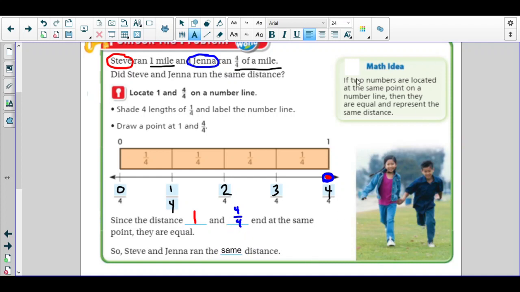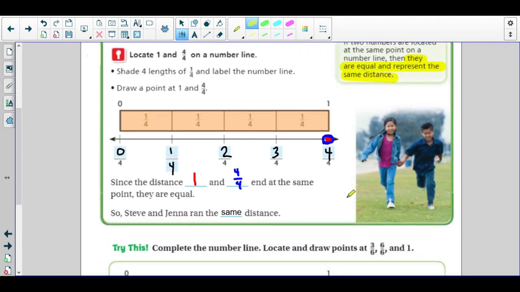All right, let's come up here and see what this is. If two numbers are located at the same point on a number line, then they are equal and represent the same distance. Okay, they are equal and represent the same distance.